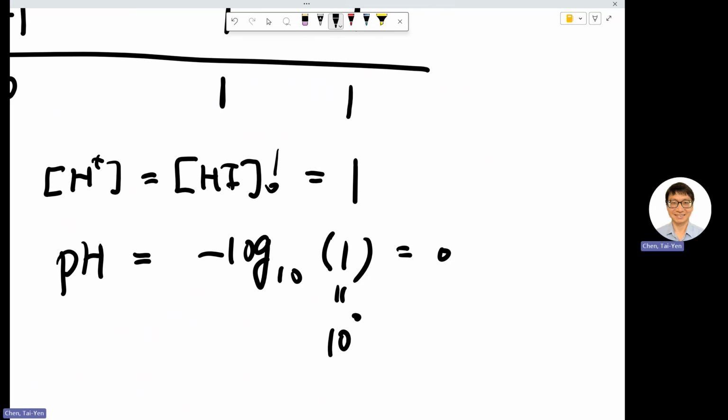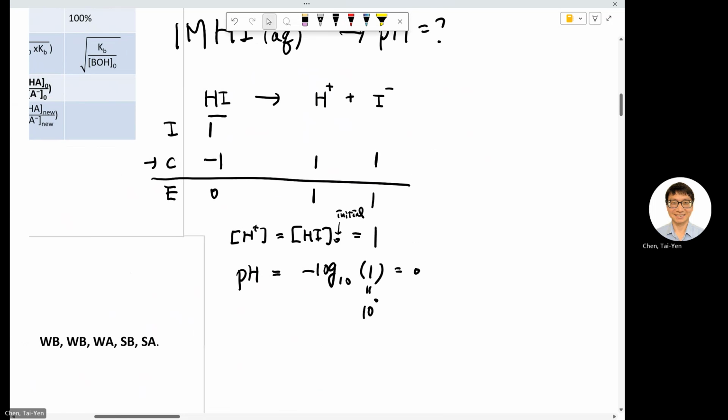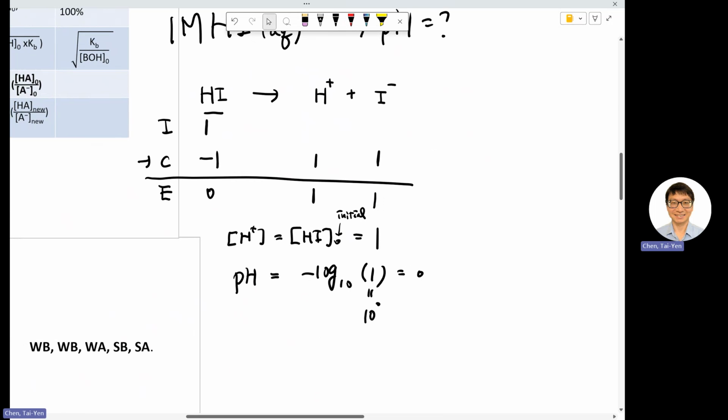Yes, this means initial, right? Okay, so this is actually a very simple calculation. And then you can, of course, go through all this ICE table, right? But it will always give you the same thing. So the things I want you to memorize are not this. Instead, these are the things I want you to memorize.